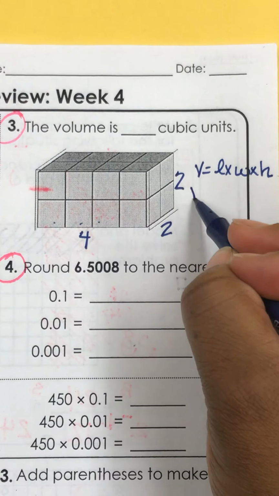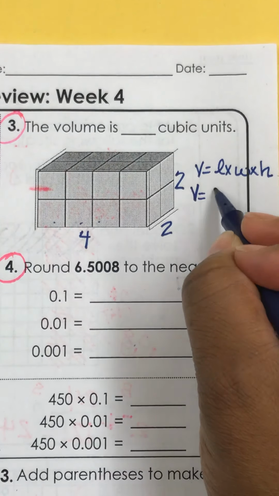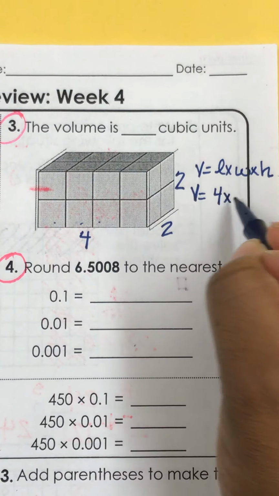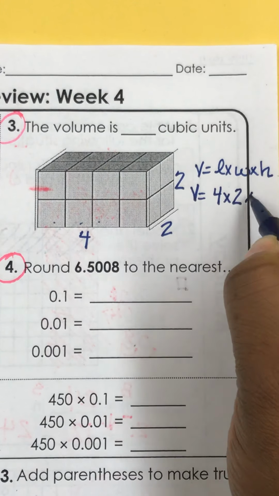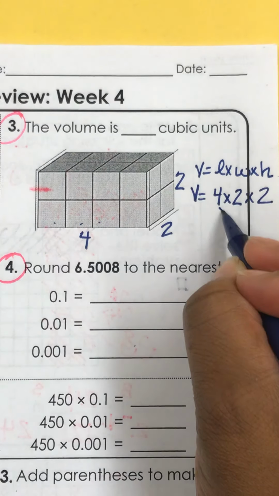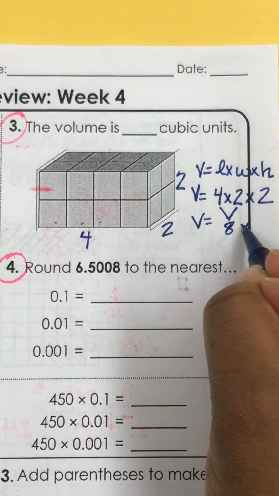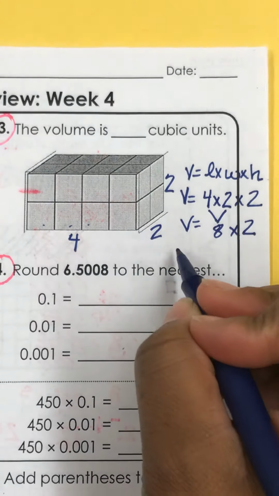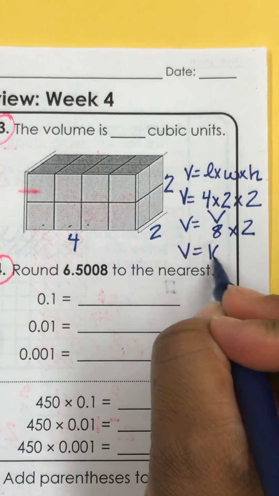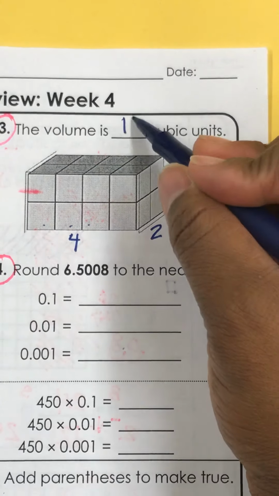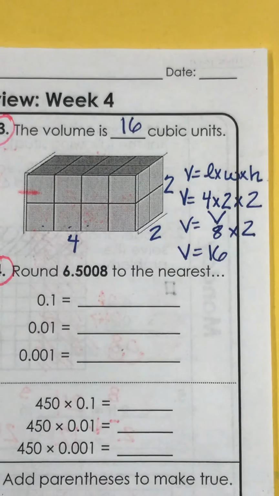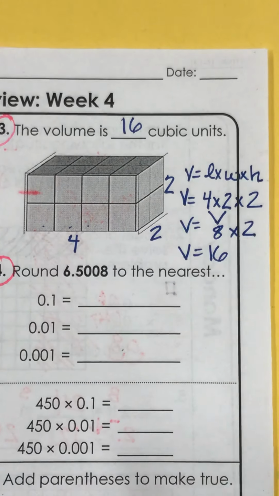So if we were to plug it into our volume formula, we have 4, that's the length, times 2, times the height, which is 2, and then we just start multiplying. So volume equals 8. We didn't use this, times 2. Volume equals 16. So the volume of this rectangular prism is 16 cubic units.